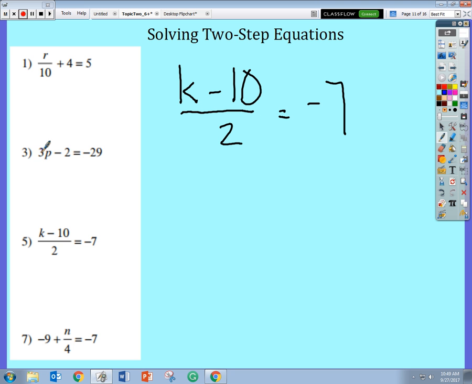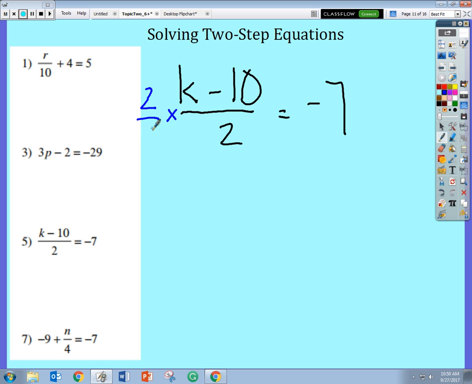Now, right now, we have the k minus 10 divided by 2. In the previous problem, we had 2 terms. Here, it looks like I have 1 term. Well, I want to get rid of this divided by 2 so I can have this k and 10 isolated on the left side by themselves. This is saying divide everything up top by 2.